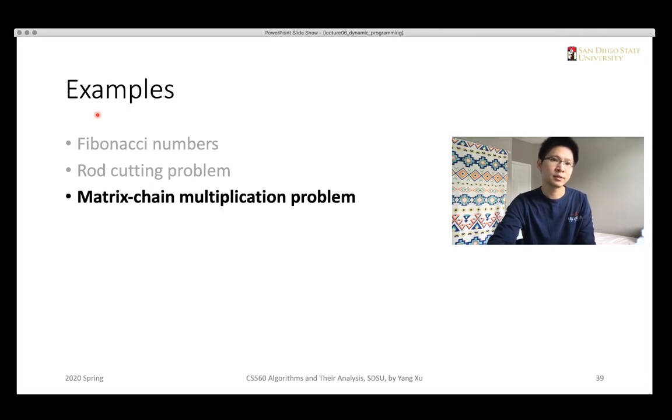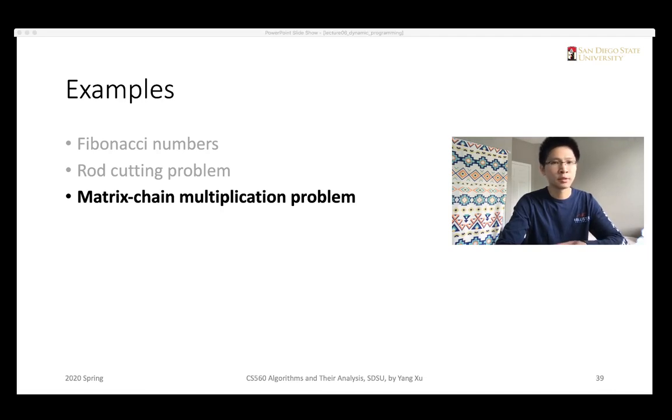And next we're going to talk about a third example, which is the matrix chain multiplication problem. This is also a very typical and successful usage of dynamic programming. We will have one homework assignment question about this matrix chain multiplication problem, so after this lecture, you should be able to do the question on assignment 2.